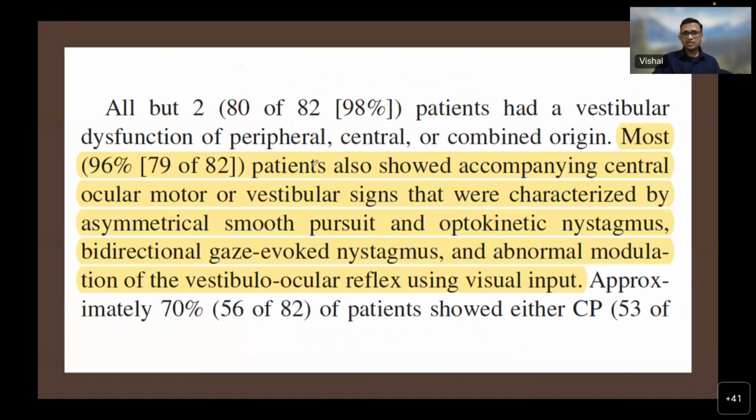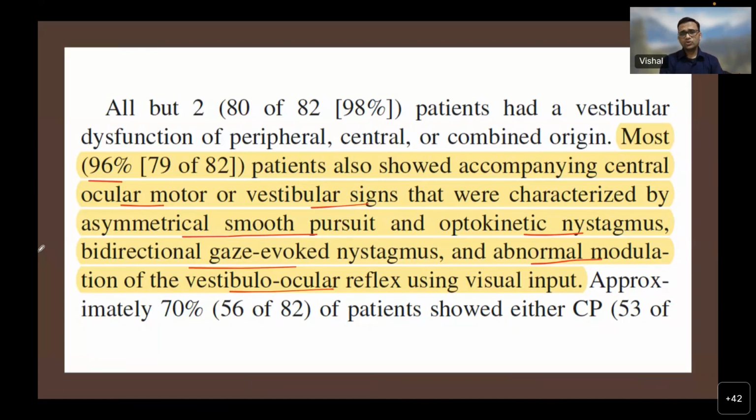So this is that article. 96% of patients also had accompanying central ocular motor or vestibular signs, characterized by asymmetrical smooth pursuit, optokinetic nystagmus, bidirectional gaze-evoked nystagmus, and abnormal modulation of the vestibulo-ocular reflex using visual inputs. Another important thing is that routine clinical examination may miss these things. For example, asymmetrical smooth pursuit. It is very difficult to judge visually the velocity of the eyes going from right to left versus left to right.